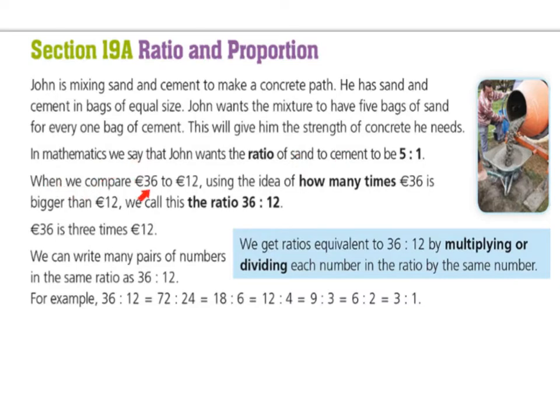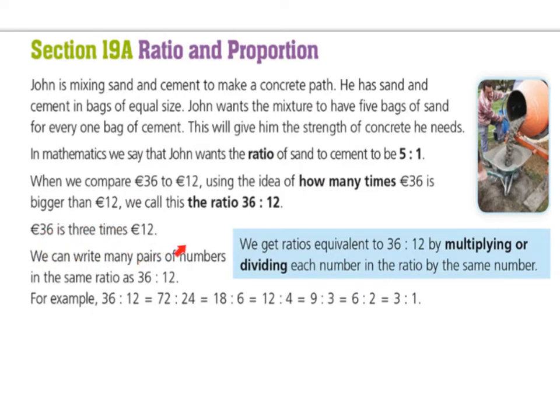When we compare €36 to €12 using the idea of how many times €36 is bigger than €12, we can call this the ratio 36 to 12. So 36 is to 12. 36 is 3 times €12.